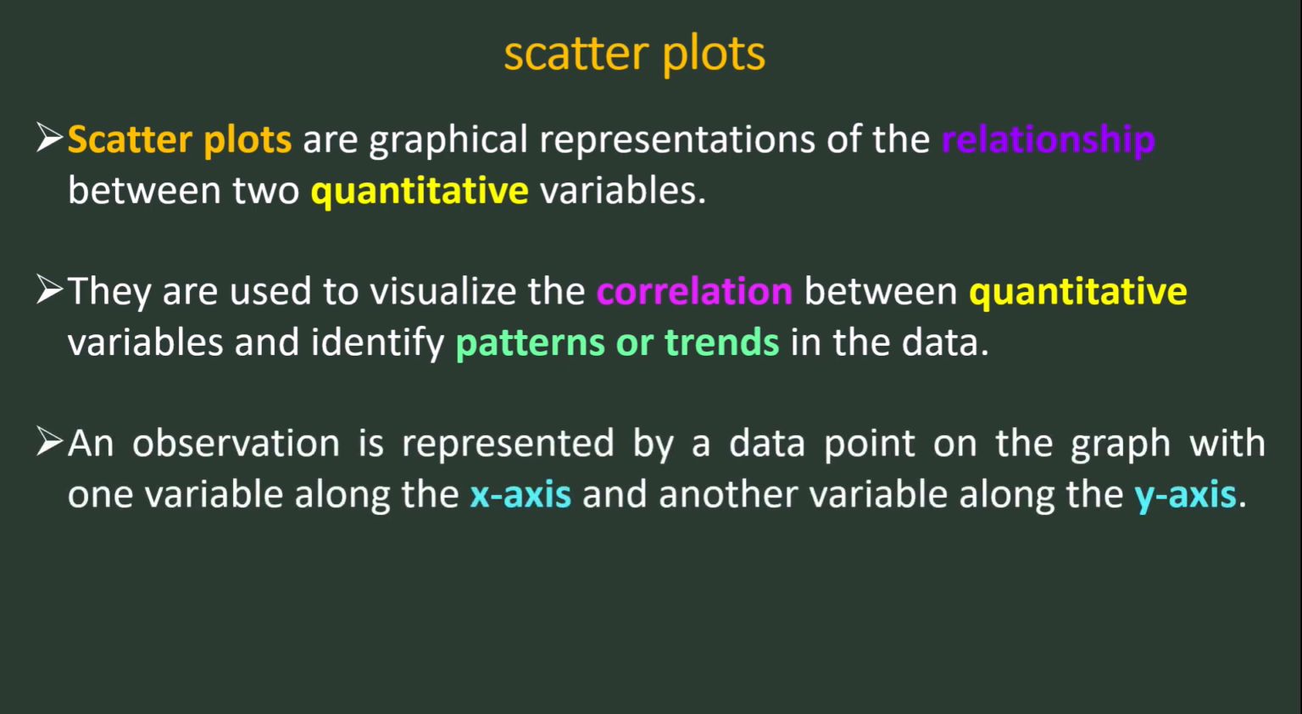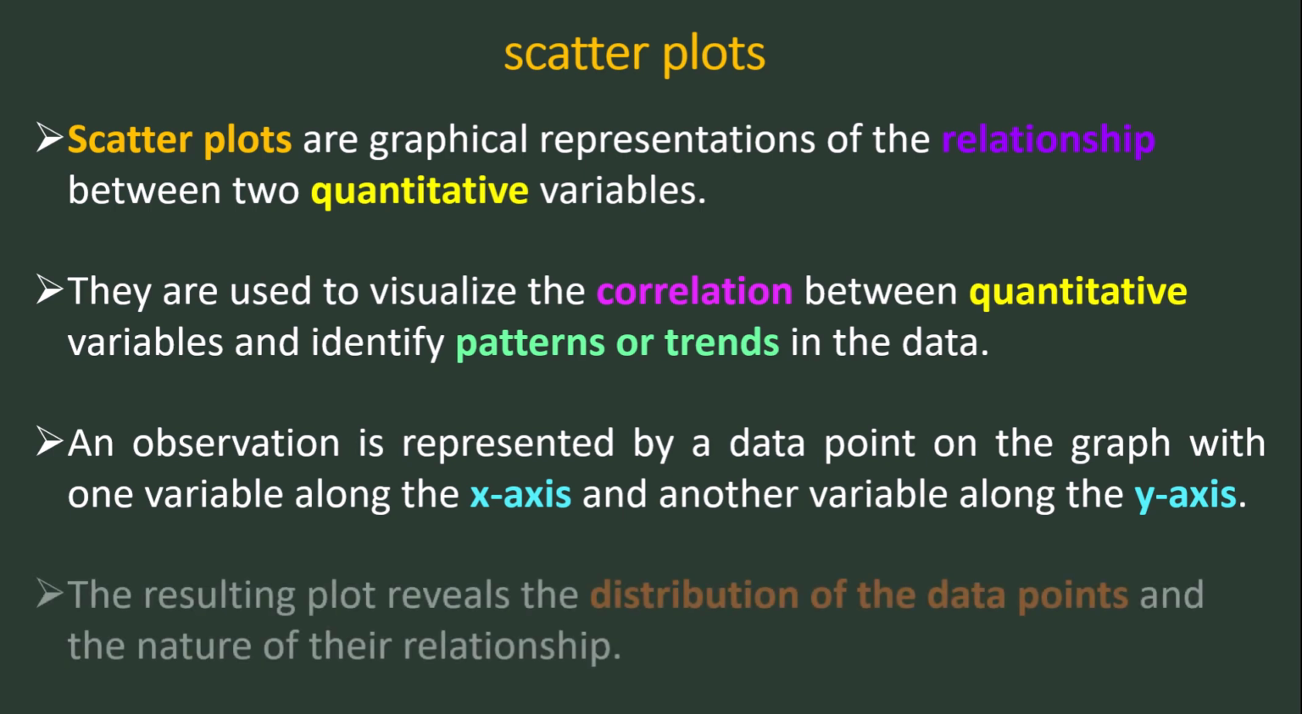An observation is represented by a data point on the graph with one variable along the x-axis and another variable along the y-axis. The resulting plot reveals the distribution of the data points and the nature of their relationship. Let me show you how to draw a scatter plot.